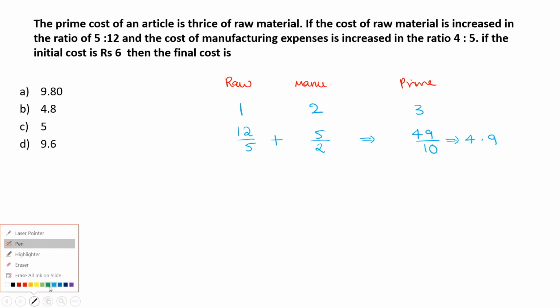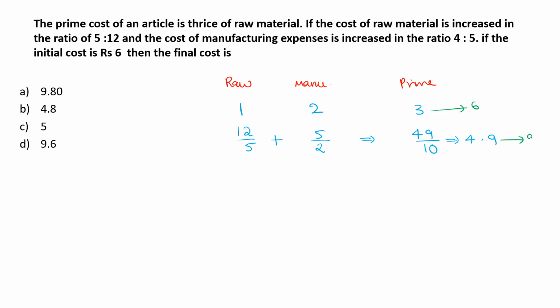But look at the information given in the question. If the initial cost is 6 rupees, then find the final cost. The initial cost of that article is given as 6 rupees. That means the 3 rupees we assumed is nothing but 6 rupees. When 3 becomes 6 rupees, that means twice of 3, the value of 4.9 becomes 9.8. So the final cost of that article after the increase of all these elements becomes 9.8 rupees. Option A, 9.8 rupees, would be our answer.